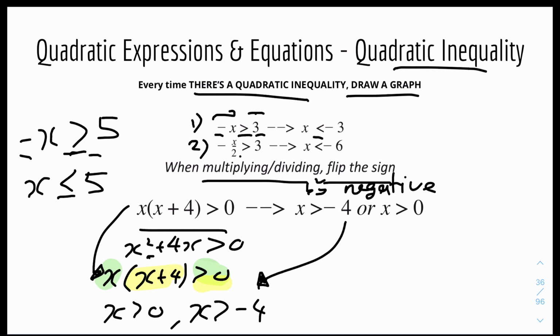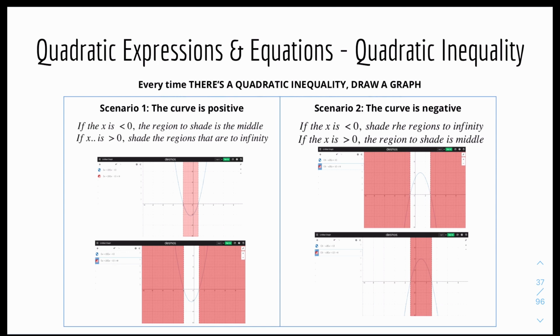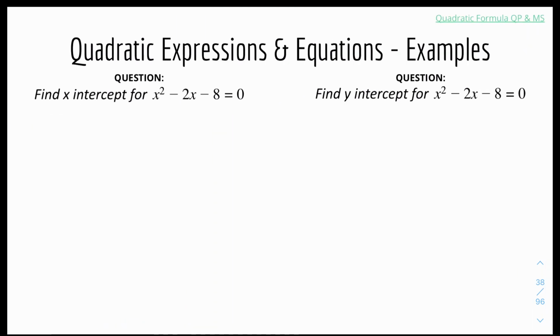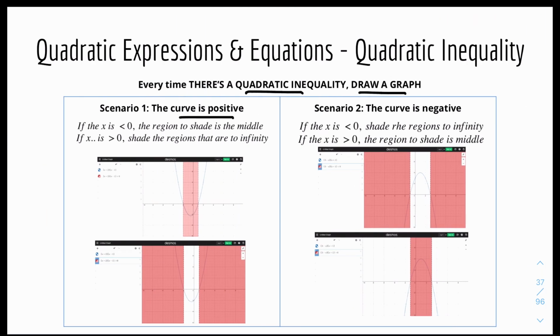But that isn't the case, because you haven't taken into consideration the graph. When we have this bigger than sign, that means we have to shade the region that goes to infinity. To illustrate what I mean, whenever there's a quadratic inequality, draw a graph. When the curve is positive, if the x is smaller than 0, then the region to shade is in the middle. And if the x is bigger than 0, then shade the regions that go to infinity.